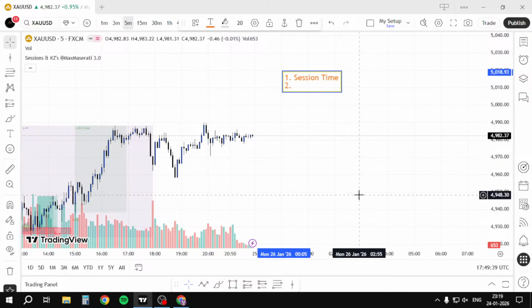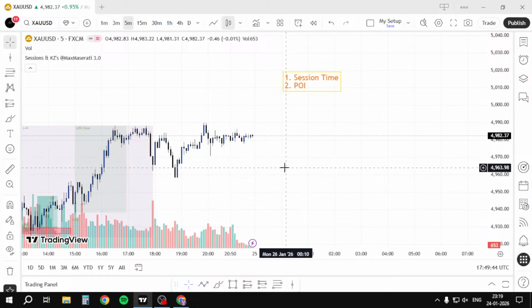Second point, POI. This is the most important thing in this strategy. What is POI? Let me explain you.